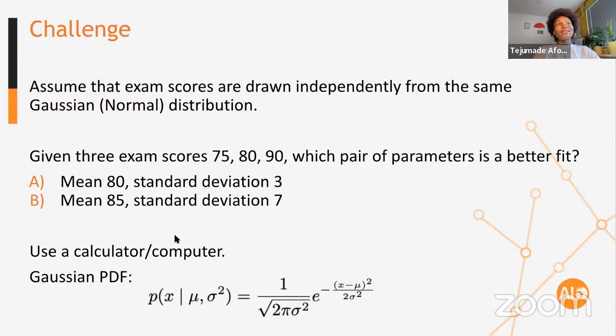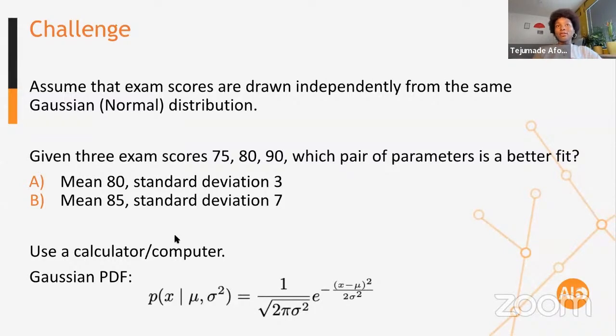The challenge is, assume that you have some exam scores. They're drawn independently, but you do know that the distribution those scores come from is a Gaussian, or normal, distribution. We could be using them interchangeably here. We went through a bunch of distributions last week with MFA, so you're familiar that we have different kinds of distributions and they model different behavior of the data.